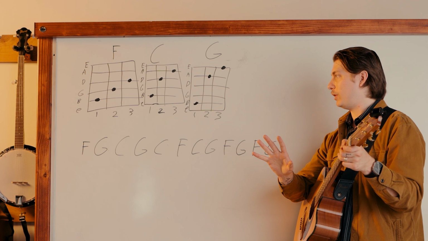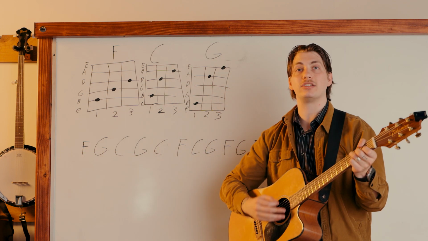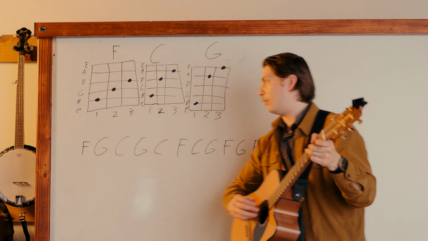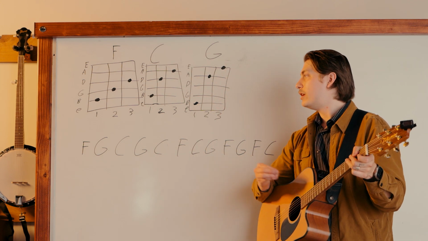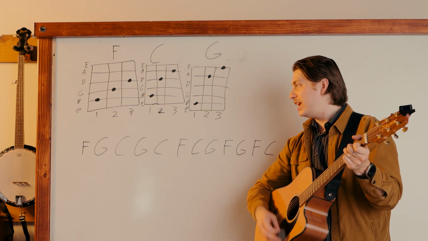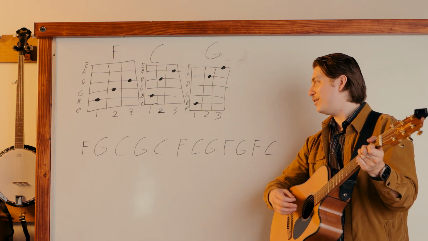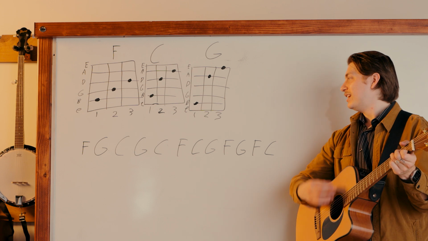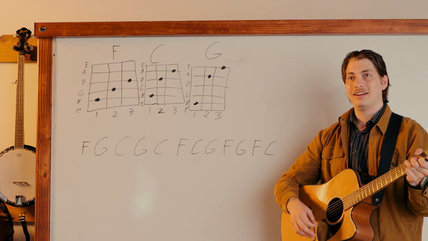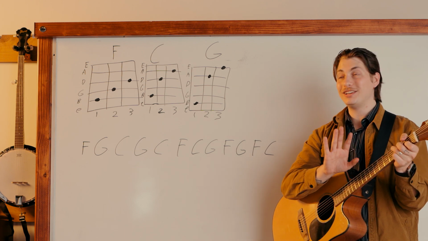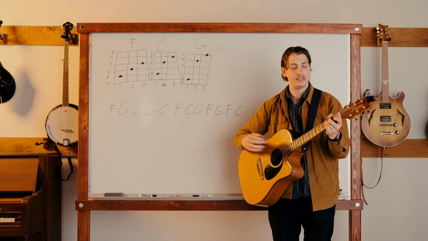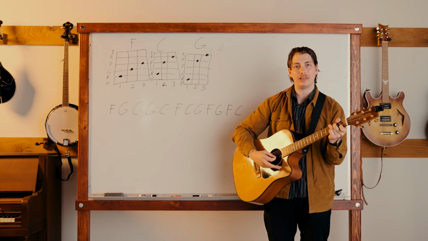Oh my gosh, that's gonna be really fast. Let's try it. Okay, we're just gonna go like this. 1, 2, 3. Ready? Here we go. Let's try it. We're gonna go 1, 2, 3, 4. Just go F, G, C, G, C. You got this. F, C, G, F, G, F, C. Okay? That's really hard to do, but you guys can do it if you practice this. And this exercise is really good to help you with that, okay?